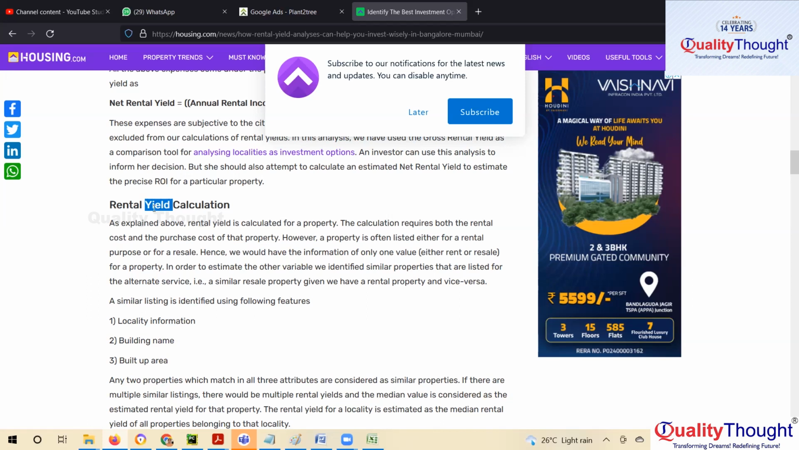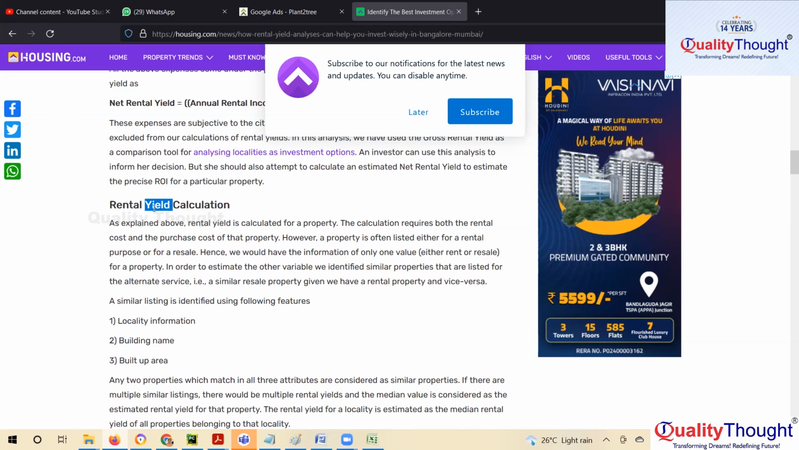Let's say you bought a house of 50 lakhs and you're getting a rent of 20,000. What is the rental yield? Calculate and tell me. You bought a house of 50 lakhs, you put it on rent, and you're getting a rent of 20,000. What is the rental yield? 0.004. It is always in percentage. So 0.4%.